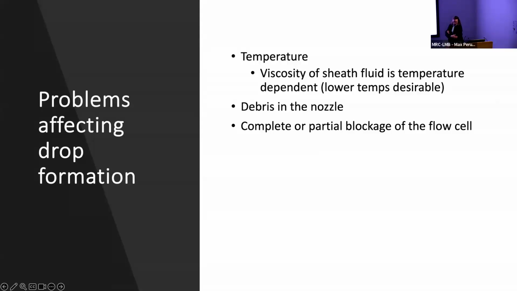A complete or partial blockage of the flow cell itself, which of course will also affect any drop formation, and any air bubbles in the fluidic lines or the flow cell. Jet and air sorters tend to be a little bit more sensitive to any air bubbles than the quartz cuvette-based systems, where the interrogation point takes place within the quartz cuvette. In a jet and air system, the interrogation point takes place within mid-air. So those systems tend to be a little bit more sensitive.